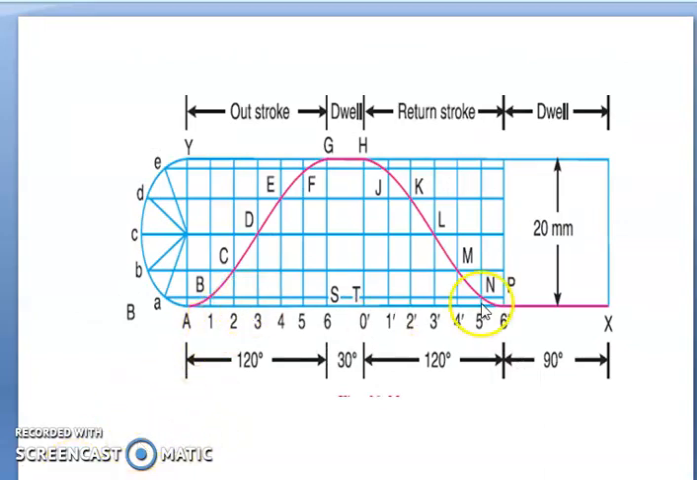First we will draw the displacement diagram. We mark off angles 120 for outstroke, 30 for dwell, 120 for return stroke, and the remaining 90 for dwell. Next we divide the outstroke angle into 6 equal parts. With half of the stroke as radius, that is 10 mm, draw a semicircle and divide the semicircle into equal parts. Number them A, B, C, D, E.